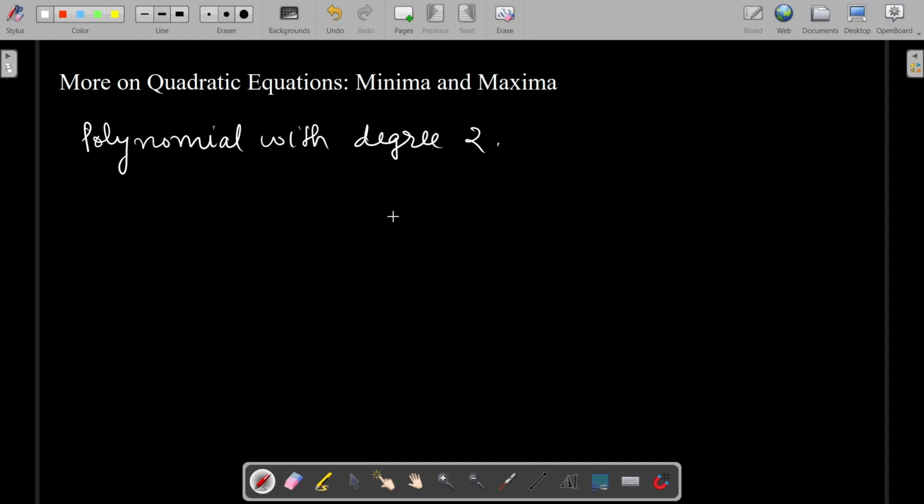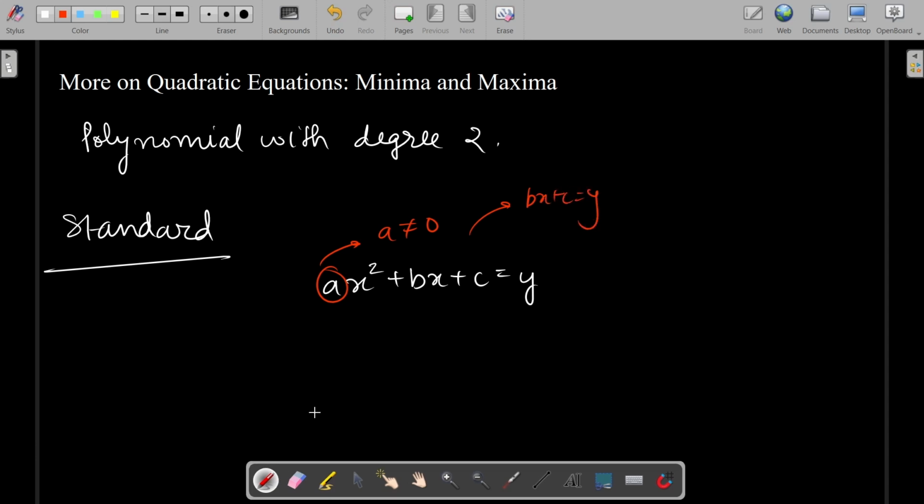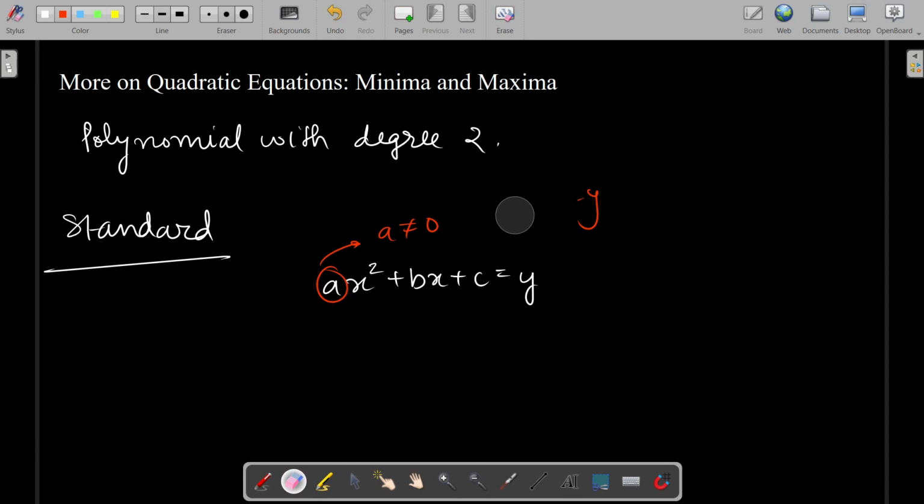Now, talking about the standard form of the quadratic equation, it is ax squared plus bx plus c is equal to 0. Sometimes we will write 0, but it would be more mathematically accurate to write y. I prefer writing y. Now, the condition here is that for this to be a quadratic equation, a can never be 0. Why? Because if a becomes 0, then it's going to be bx plus c is equal to y, which is just a linear equation, not a quadratic equation anymore.